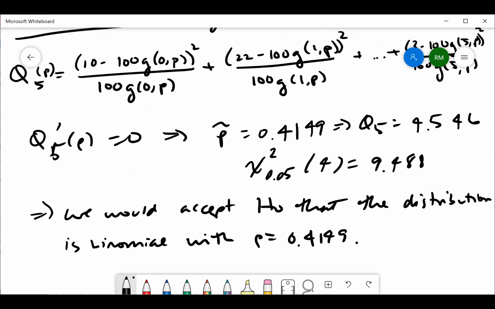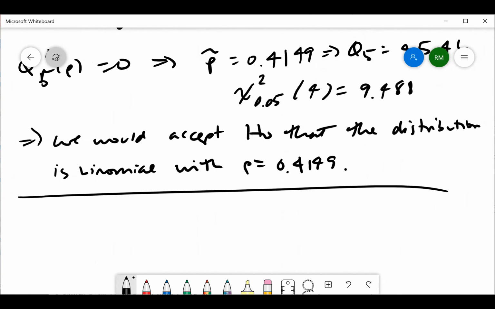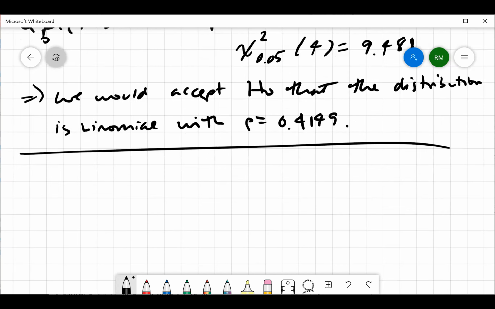Okay, so that was an example where we thought our distribution was a binomial distribution, but we didn't know what the probability was. You can pick a single probability and do the hypothesis test, but it's often better to try to estimate it some way. So the method we used was the minimum chi-square estimator, but that can be very difficult to find sometimes.